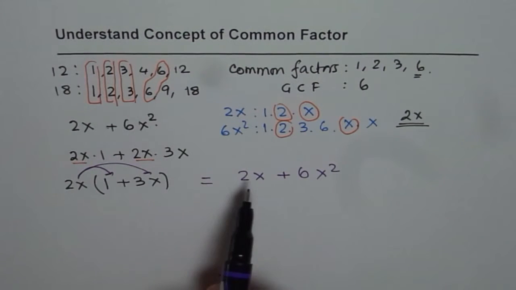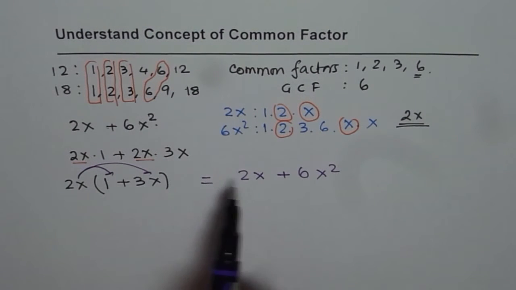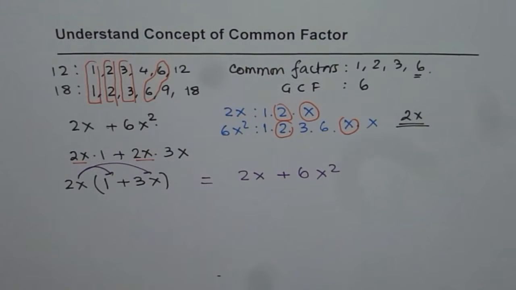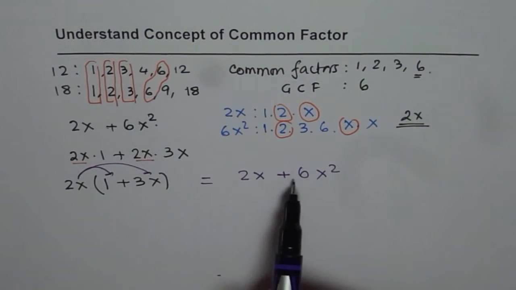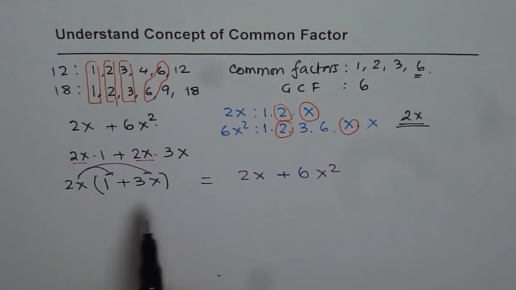So when we expand, we get the original term. So from here, what you really see is when we are trying to factorize, we are trying to write sum or difference of terms as product of terms, correct? So that is what we are doing.